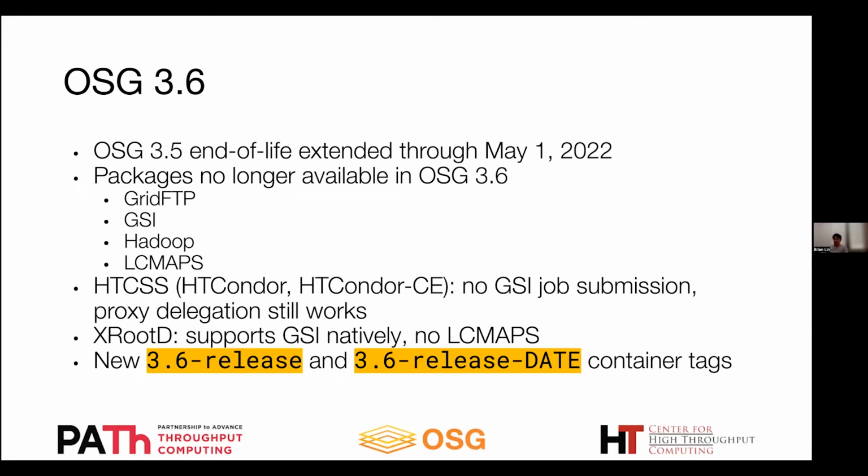So what is actually in OSG 3.6, or rather what is not in OSG 3.6? There are a couple of packages that are no longer available. The obvious ones will be GridFTP and GSI. We also are not directly supporting Hadoop anymore in the OSG software stack. And as a result of not supporting GSI, we are also not including LCMAPS.